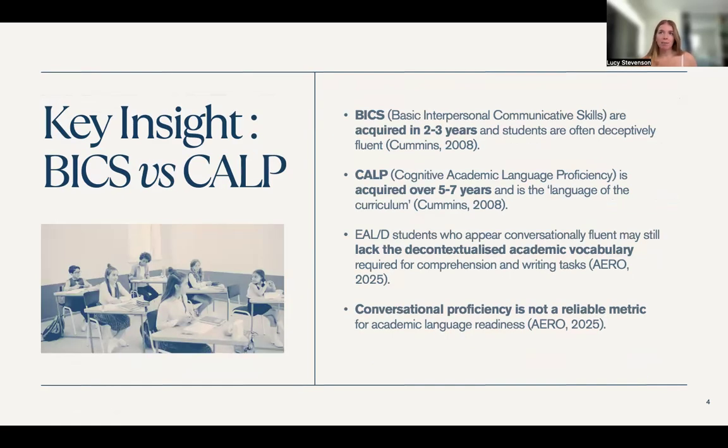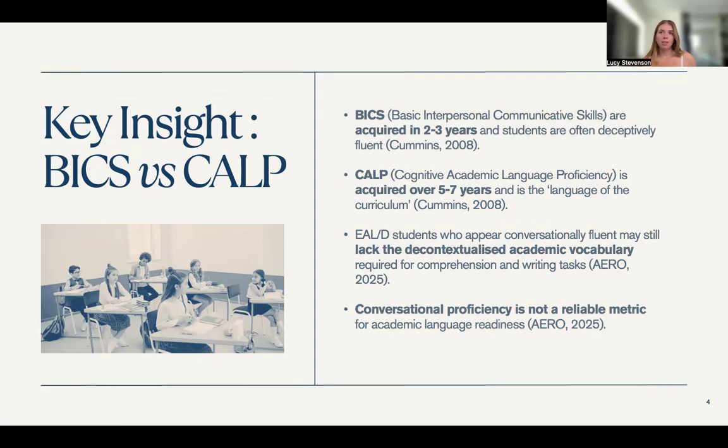The key insight shaping this inquiry comes from Cummins' distinction between BICS and CALP. BICS is everyday context-supported language, while CALP is the abstract academic language required for learning. The important point is not just the distinction, but the impact on teacher judgment. Conversational fluency can create a false sense of proficiency, leading teachers to overestimate students' readiness for complex academic tasks.